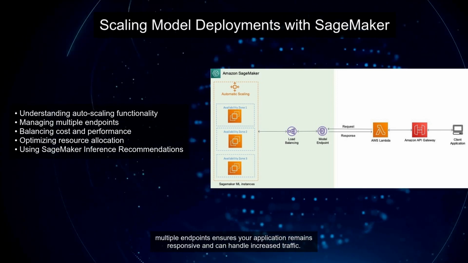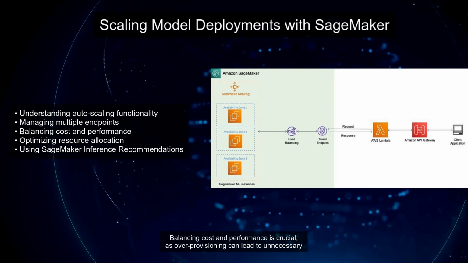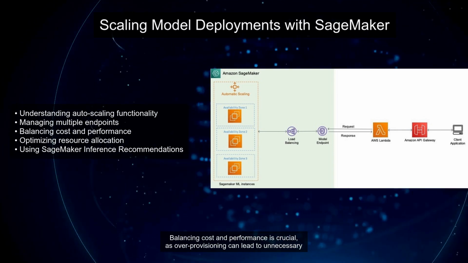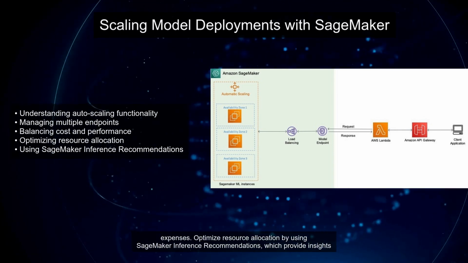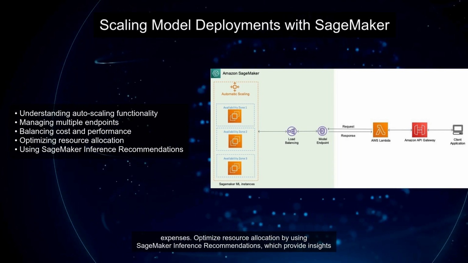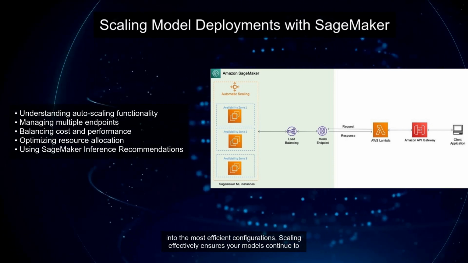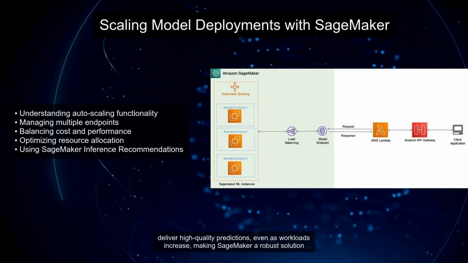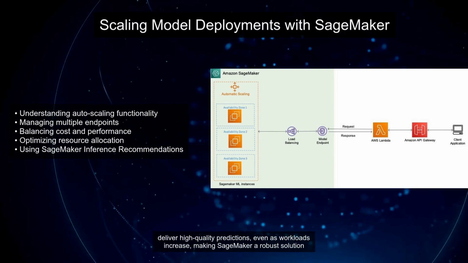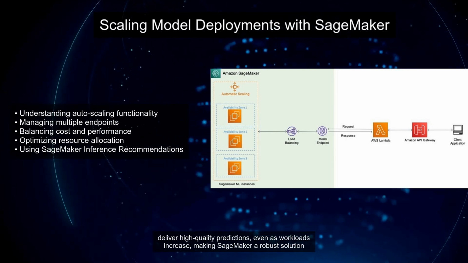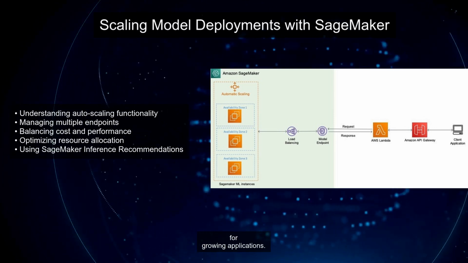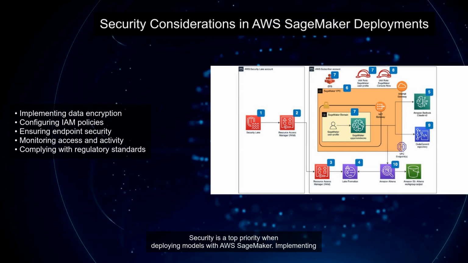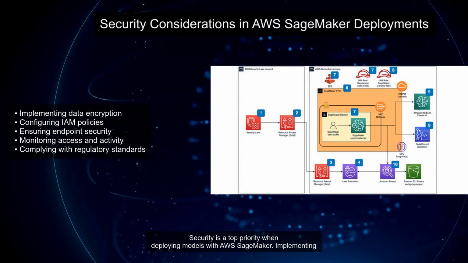Managing multiple endpoints ensures your application remains responsive and can handle increased traffic. Balancing cost and performance is crucial, as over-provisioning can lead to unnecessary expenses. Optimize resource allocation by using SageMaker inference recommendations, which provide insights into the most efficient configurations. Scaling effectively ensures your models continue to deliver high-quality predictions, even as workloads increase, making SageMaker a robust solution for growing applications.